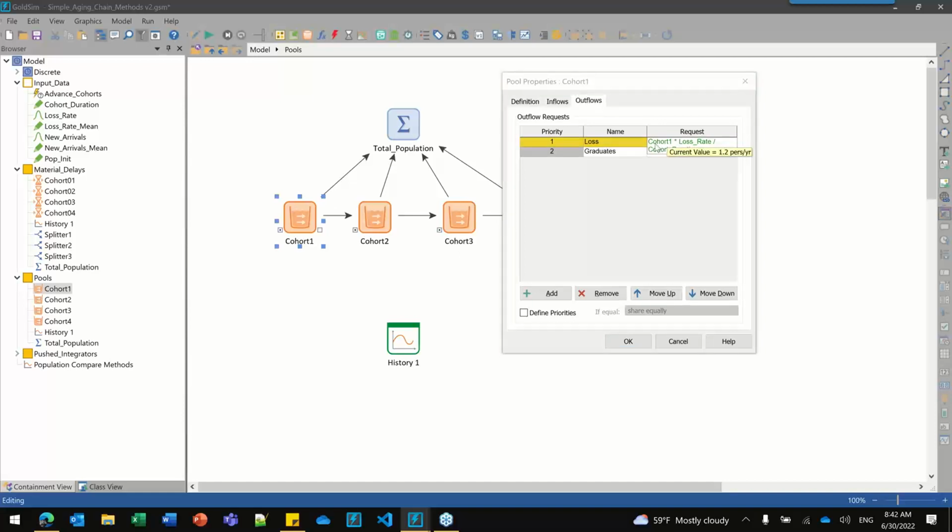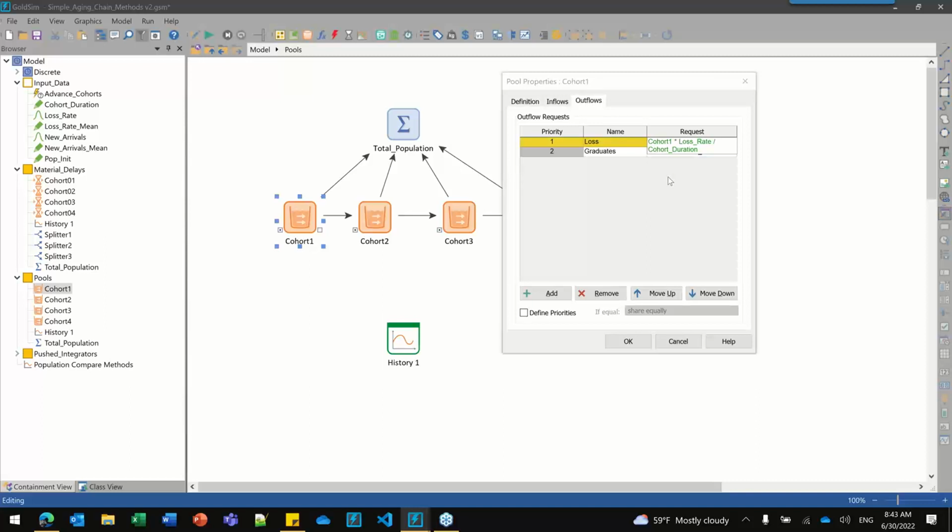The loss is just the amount of people in this cohort. If I click on here, you see it's the cohort, that's this element. So how many people are in here multiplied by a loss rate, and since the loss rate in this case is just a percentage, you have to divide that by the duration. And this is where I was showing you earlier how I had it divide by 1 year.